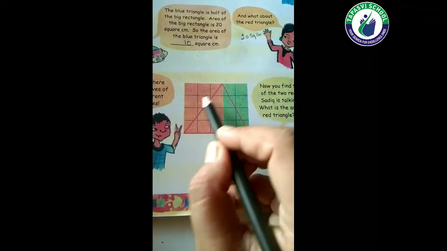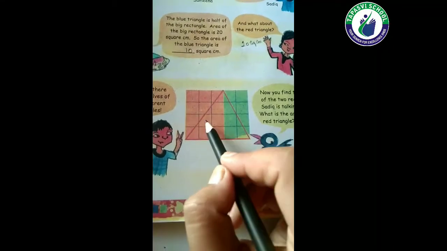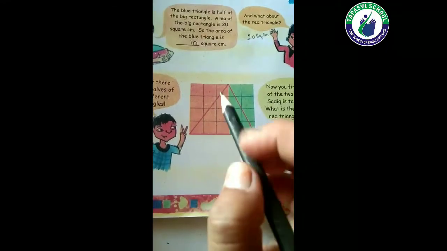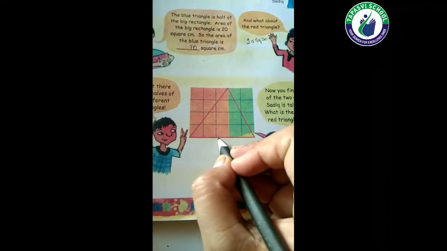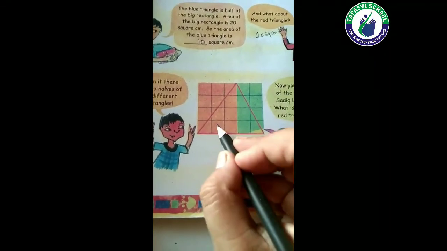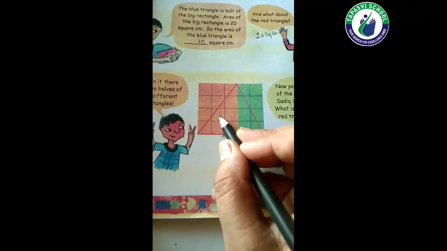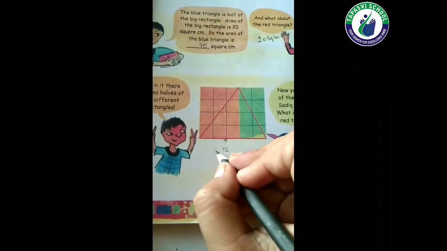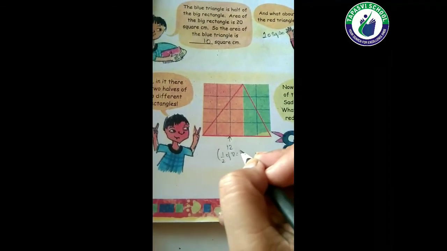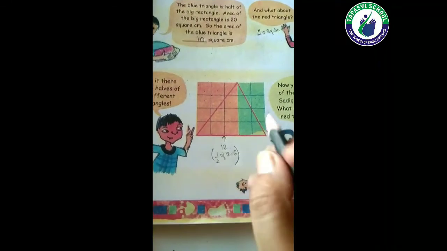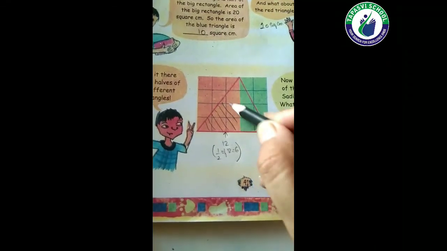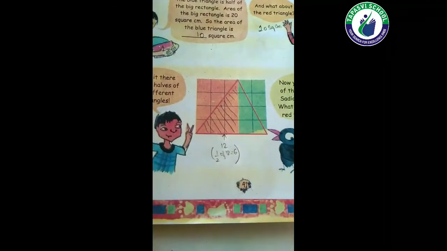1, 2, 3, 4, 5, 6, 7, 8, 9, 10, 11, 12. Why are we counting 1, 1? Because they are completely filled. So the area of this particular rectangle is, students, 12. Now if we consider the area of this particular triangle, it is considered half of 12. Half of 12 means 6. Is it clear students? This triangle, the one which I am shading, its area will be 6.